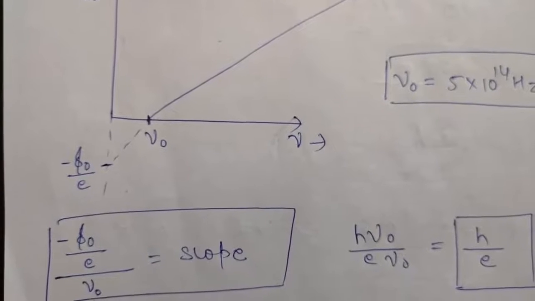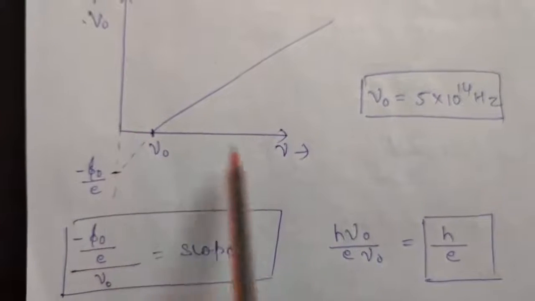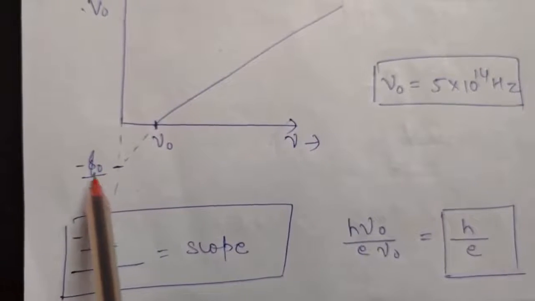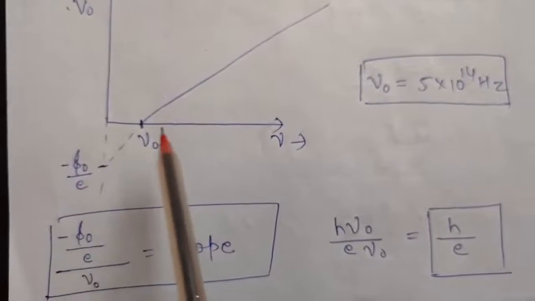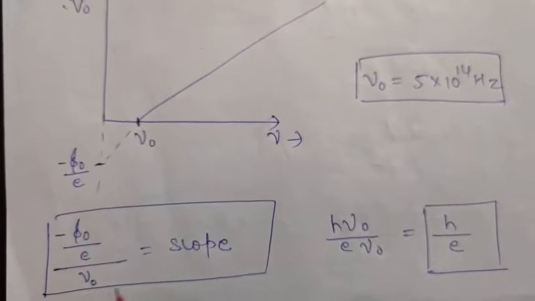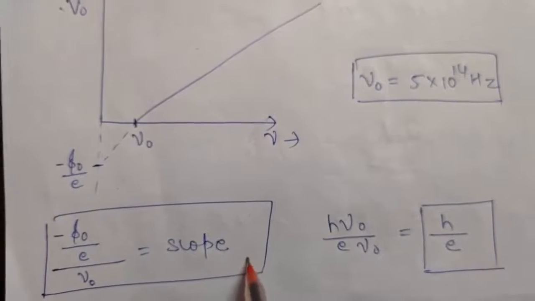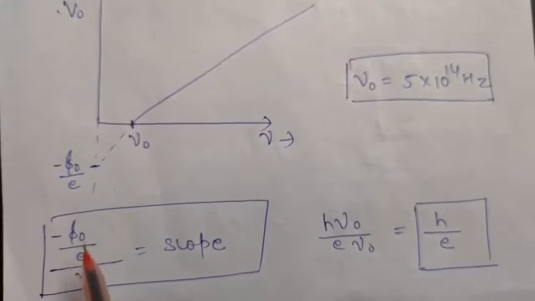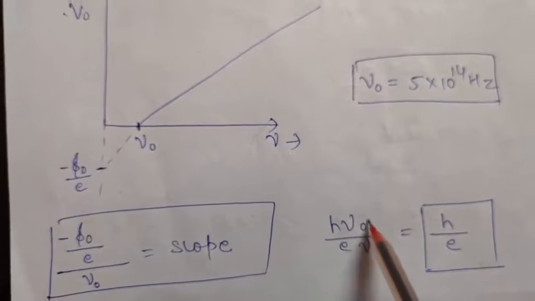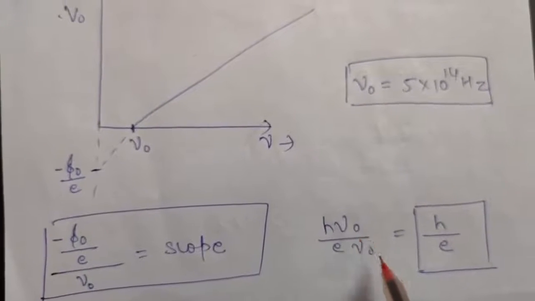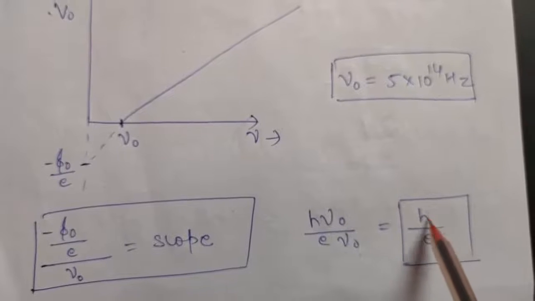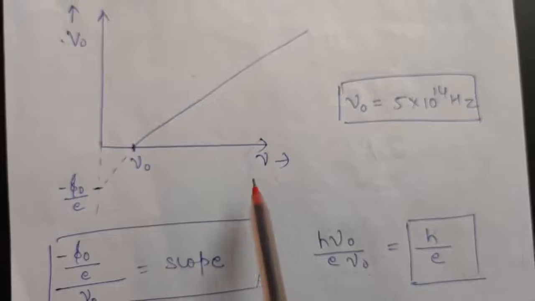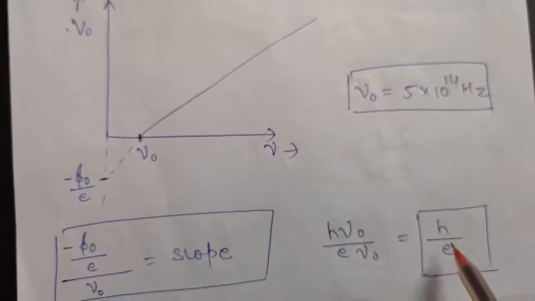So now if I calculate the slope of this graph, the slope is y by x, where y is minus phi naught by e and x is nu naught, right? So this will be the slope of this graph. Now if you solve it, as you know phi naught is given by h nu naught, so it will become h nu naught upon e nu naught. So nu naught and nu naught will cancel out, so it will give you h by e. That means the slope of the potential and frequency graph will give you the value of h by e.